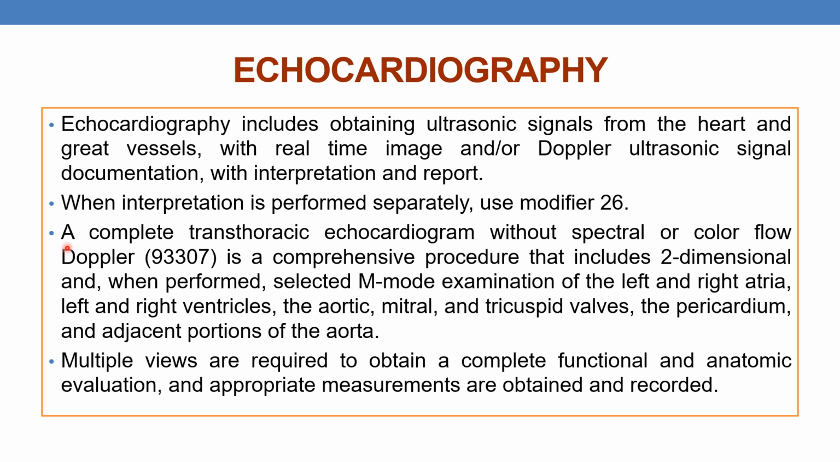component. A complete transthoracic echocardiogram without spectral or color flow Doppler, which is given by the CPT 93307, is a comprehensive procedure that includes two-dimensional and, when performed, selected M-mode examination of the left and right atrium, left and right ventricle, the aortic, mitral and tricuspid valves, the pericardium and the adjacent portions of aorta. Multiple views are required to obtain a complete functional and anatomical evaluation, and appropriate measurements are obtained and recorded.